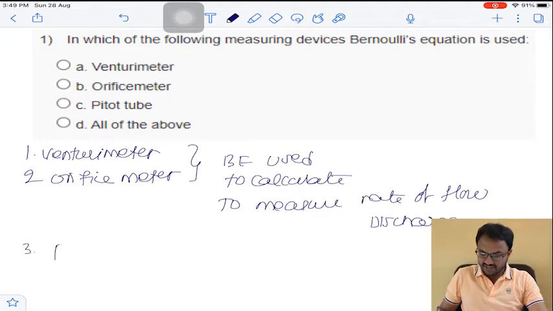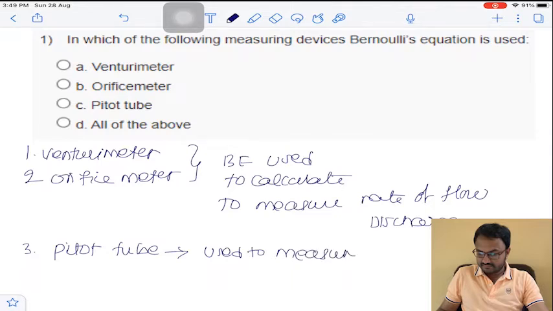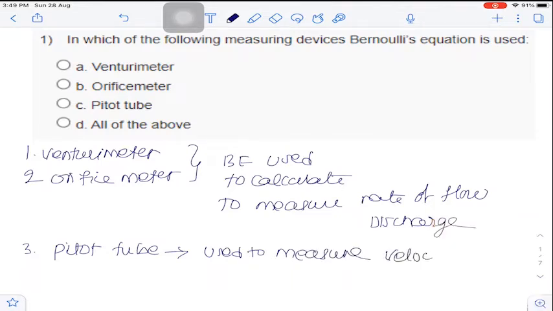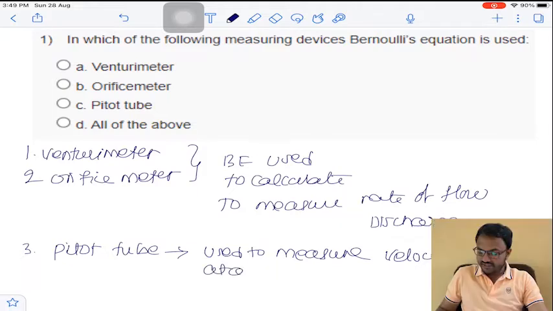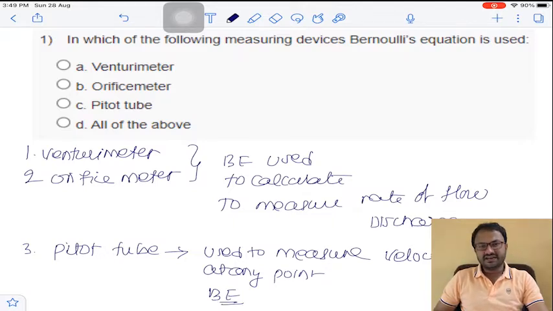Coming to option 3, it is the pitot tube. So the pitot tube is used to measure velocity of flow at any point. So this is also based on Bernoulli's equation. Okay, so Bernoulli's equation can be used in the venturimeter, in the orifice meter, and in the pitot tube. So option B for question number 1.